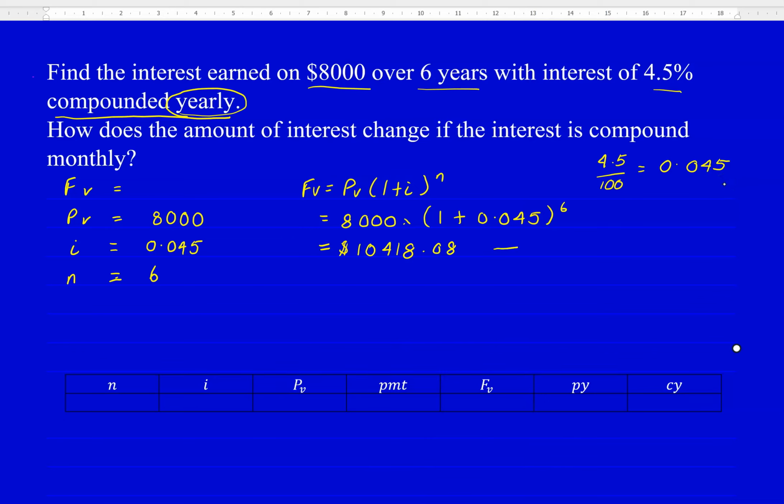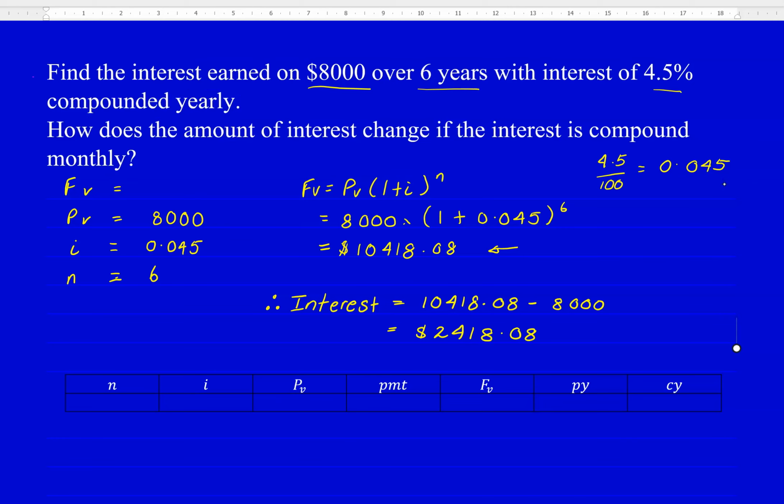So this is how much we will have in our bank account at the end of 6 years. That includes our $8,000 that we invested, plus whatever interest we earned. If we read the question, it's asking us to find the interest earned, so we can't leave it like that. We would have to finish and say, therefore, the interest would be the $10,418.08 minus the original amount that we invested. So we've actually earned $2,418.08. Hopefully you find that straightforward.